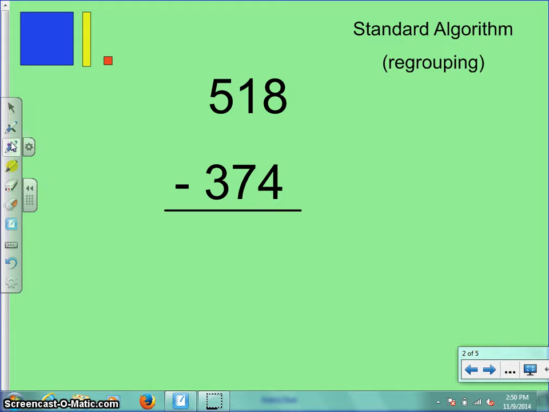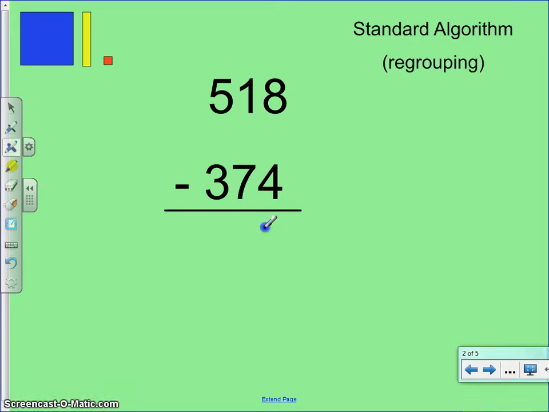So again, we'll start with our ones place. 8's bigger than 4, so I don't have to regroup. I can just go ahead and subtract. 8 minus 4 gives me 4. Then I move over to my tens place. Well, in the tens place, I have 1 ten minus 7 tens.